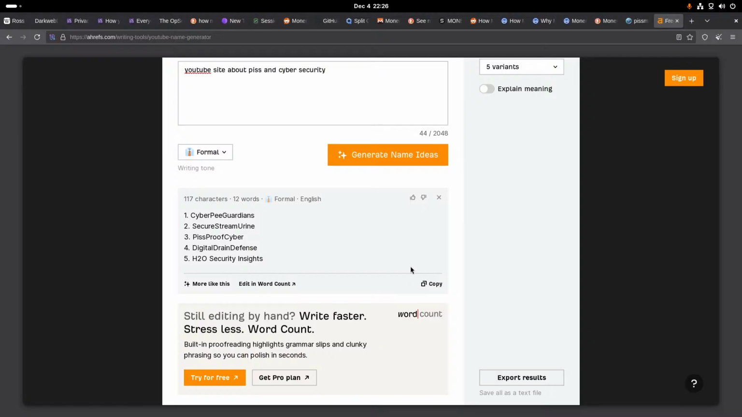H2O security insights. God, this is actually peak internet lore. About piss and cybersecurity. Focus on, let me see, focus on haha funny memes, but also SE Linux policies.